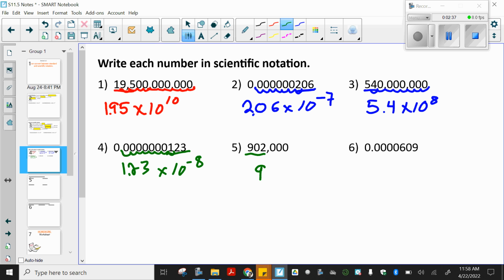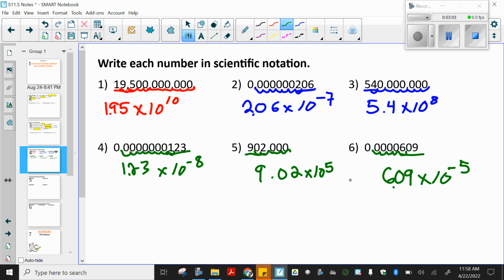Here's our non-zero numbers. 9.02. That 0 in the middle has to stay there. You only remove them when they're at one end or the other. Okay? So to go from this end to there, because it's a big number, 1, 2, 3, 4, 5 times 10 to the 5th. Here's my non-zero number, 609. Put decimal after the first one. I'm going to count to the right. 1, 2, 3, 4, 5 times 10 to the negative 5th.